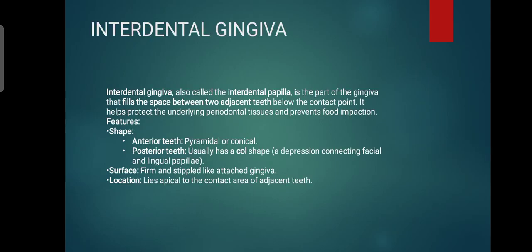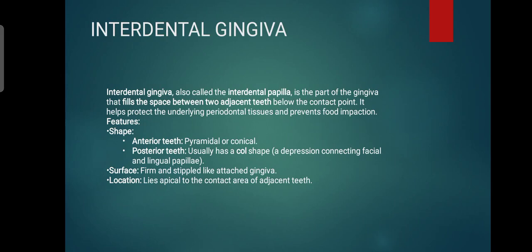Now the third one is interdental gingiva. Interdental gingiva, the pronunciation varies, is also called interdental papilla. It is the part of gingiva that fills the space between two adjacent teeth below the contact point. It fills the space between two adjacent teeth where the crowns of the teeth contact, and then there is a narrow space there. It is filled with interdental gingiva, triangle shaped, and then comes the root. It helps protect the underlying periodontal tissue and prevents food impaction.